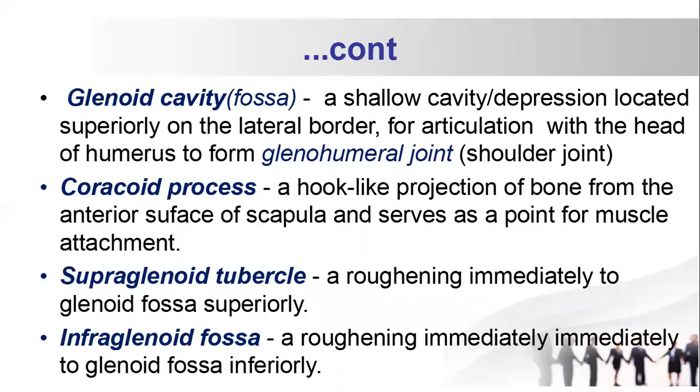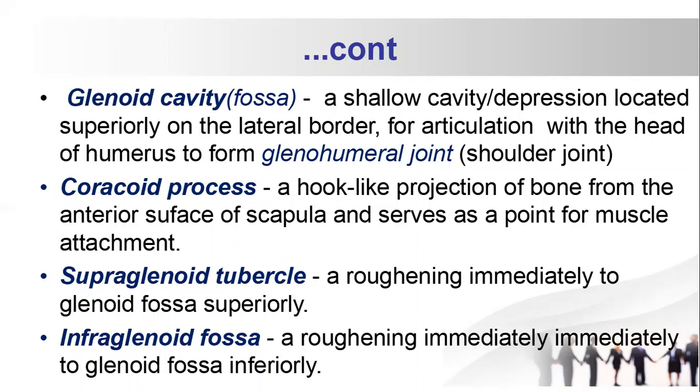Coracoid process is a hook-like projection of bone from the anterior surface of scapula and serves as the point for muscle attachment. The coracoid is just like a hook-like projection of bone. And we're told that it serves as an area for muscle attachment. Supraglenoid tubercle, these are roughenings immediately superior to the glenoid fossa. And this also serves as the area for some muscle attachment.